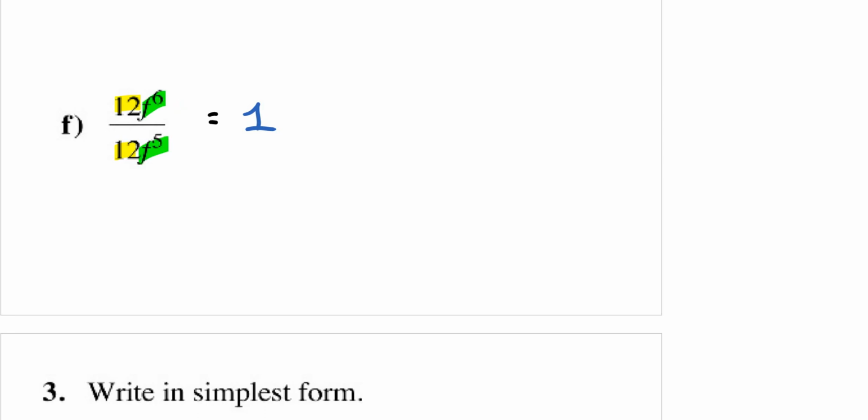And then this one right here, we just subtract the powers. 6 minus 5 is going to be 1, right? So the final answer is going to be f to the power of 1, and f to the power of 1 is just f. Okay, so that's it for question 2f.